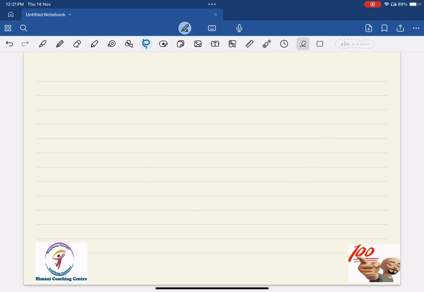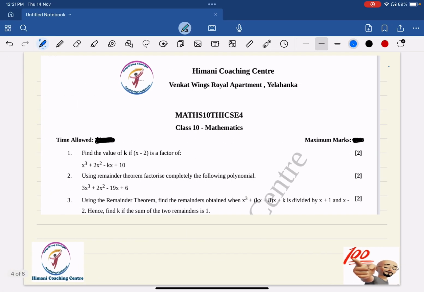Okay, now let us go to the next question. It says, using the remainder theorem, find the remainders obtained when x cube plus kx square plus 8x plus k is divided by x plus 1 and x minus 2. And then it says, hence find k if the sum of two remainders is 1.